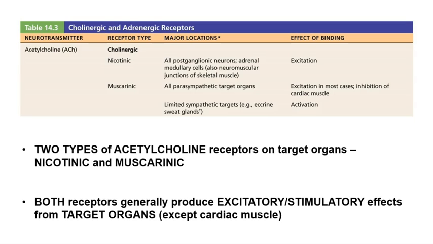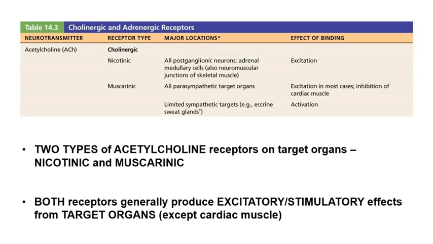There are two varieties of acetylcholine receptors that exist on target organs. We see the nicotinic variety of acetylcholine receptor and the muscarinic variety of acetylcholine receptor. Nicotinic receptors respond to nicotine in addition to responding to acetylcholine, while the muscarinic acetylcholine receptors respond to a substance called muscarine, in addition to also responding to acetylcholine.